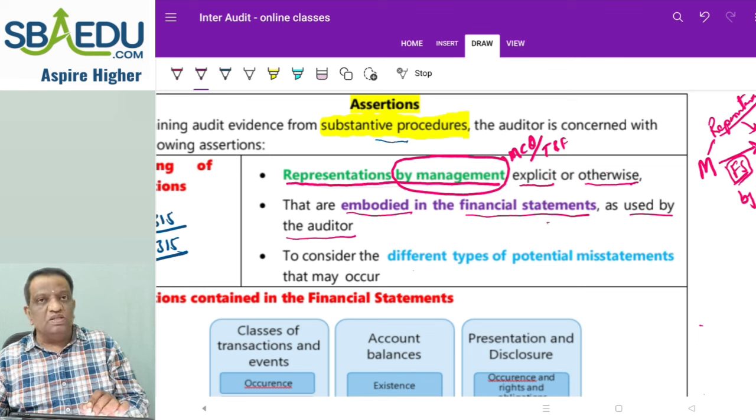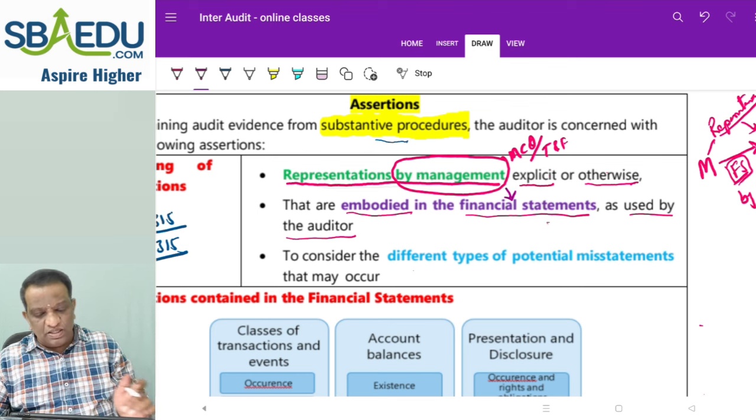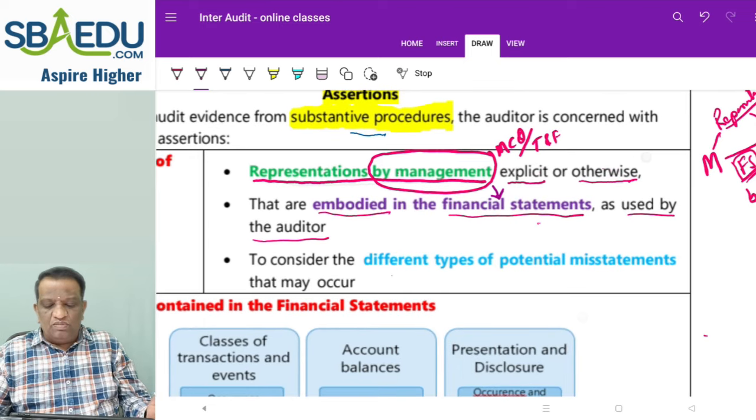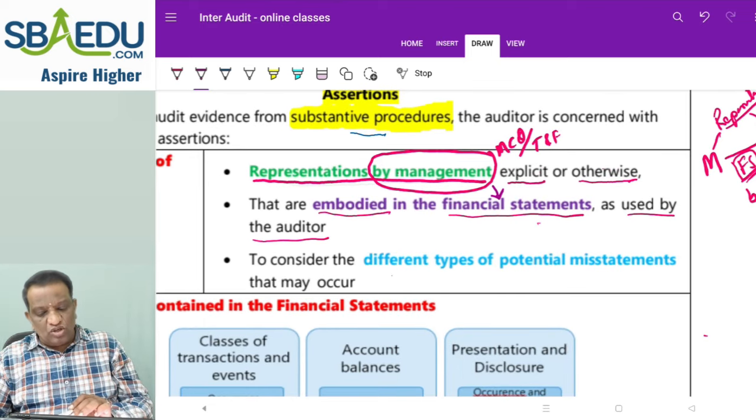And these representations are relating to what? These representations are relating to the financial statements. Now, which are these financial statements? Which are used by the auditor. Why is the auditor using them? For expressing an opinion to the readers. So this is what my assertion is. To revise it, what are my assertions? These are the representations by the management which are embodied in the financial statements, and those financial statements are used by the auditors.